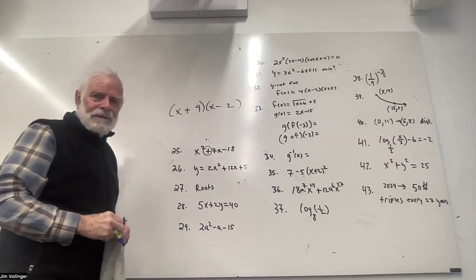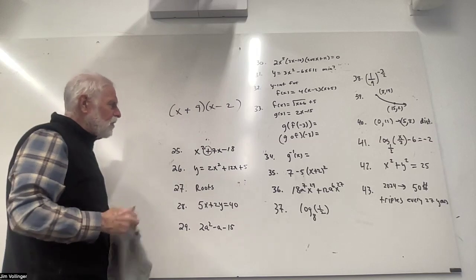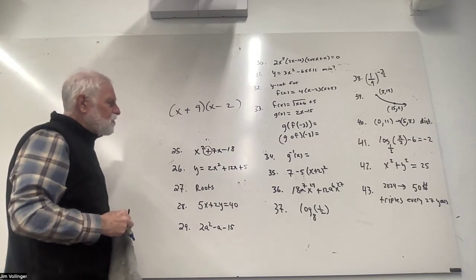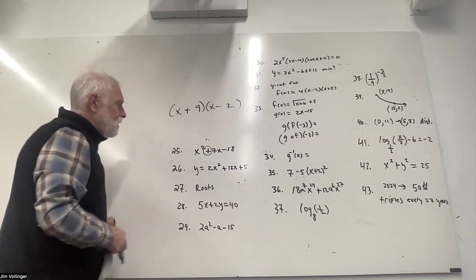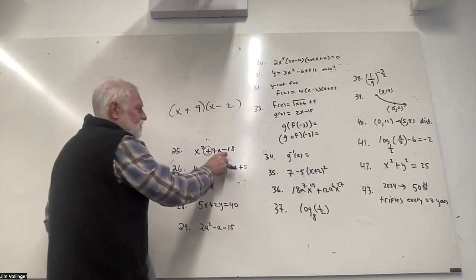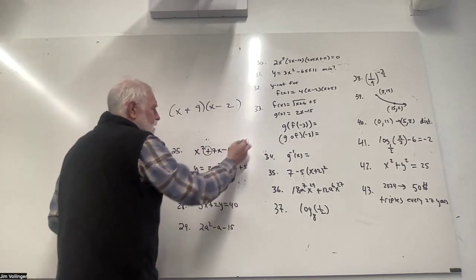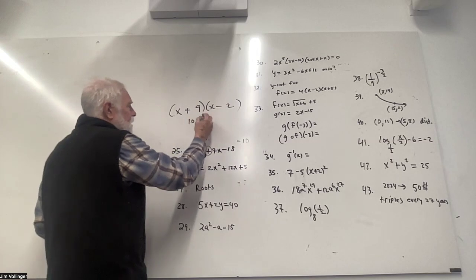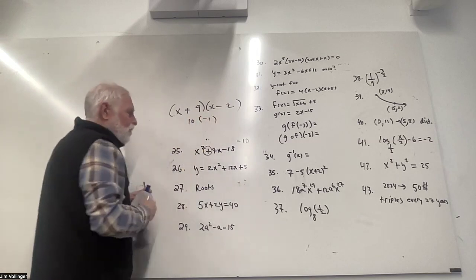Too many. Check your work. What's another way to check your work? Put a 1 in. 1 plus 7, 8 minus 18, negative 10. Put a 1 in. 10 times negative 1, negative 10. Move on.